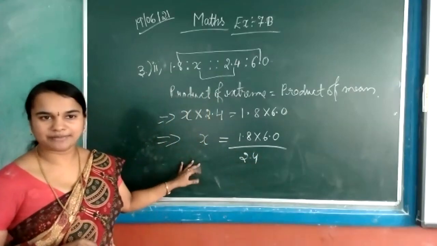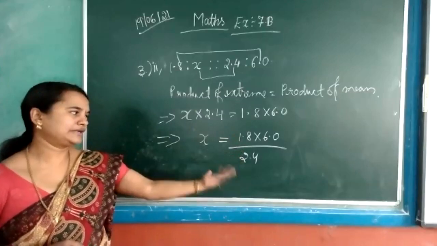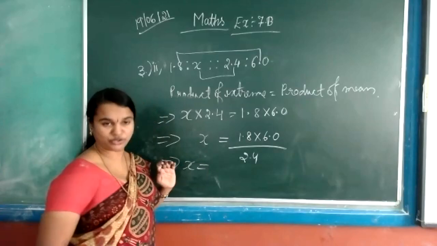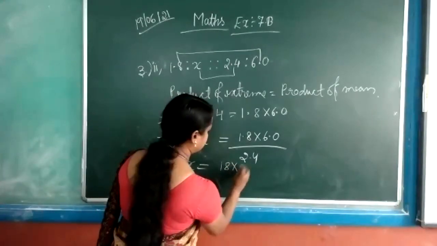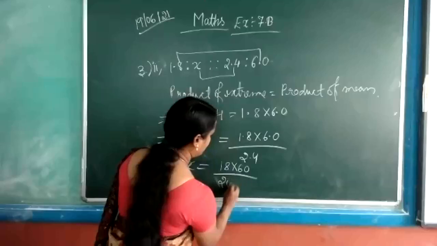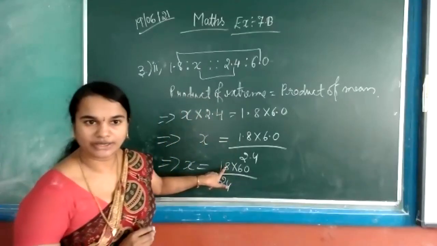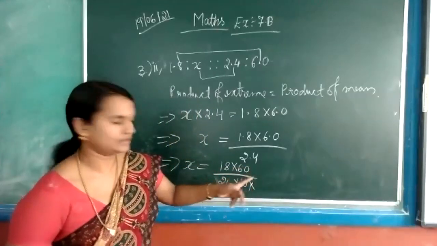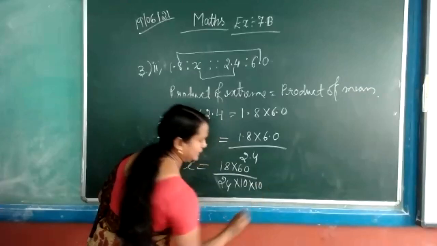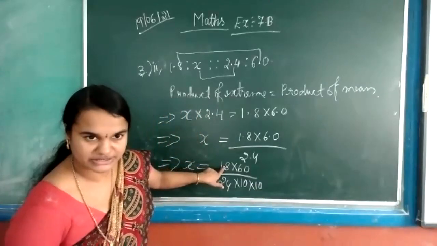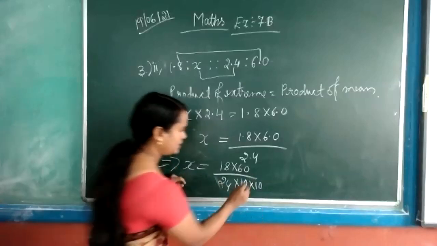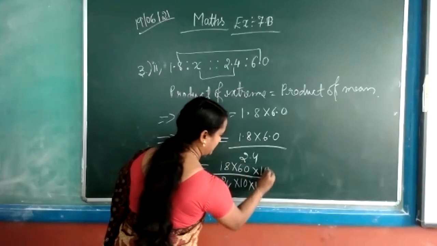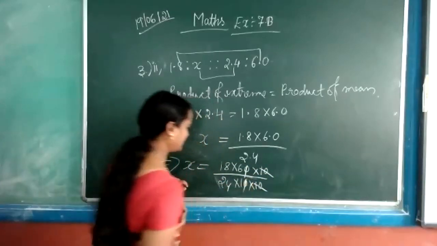Now what is the next step? We have to remove the decimal point. Directly also you can do it, but some students get confused, so that method I am showing here. 18 into 60 upon 24. I removed one decimal point, so I am writing separately 10 into 10. In the upper part also, from 24 the point I removed, so it will become 10. So 10 cancels, 0 and 0 cancel.